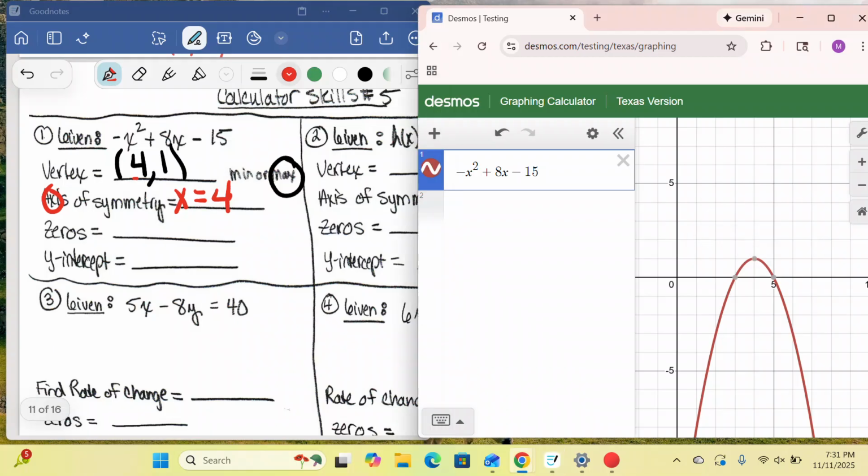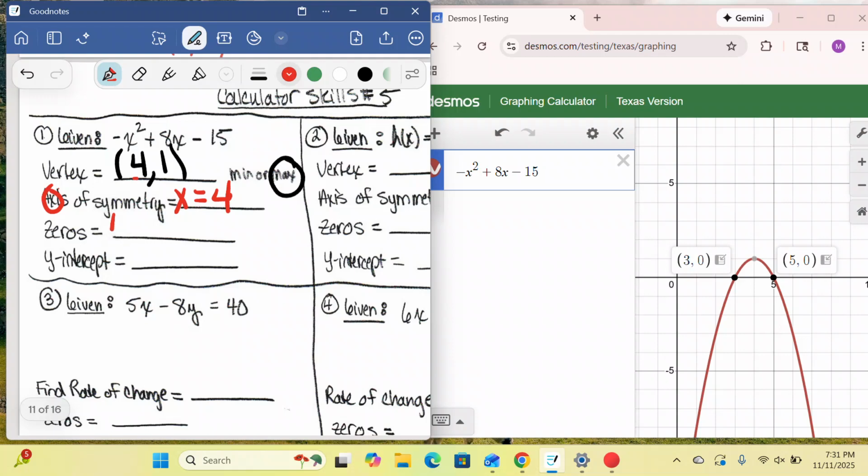Next, we are going to find the zeros. So those are the x-intercepts. There they are. 3, 0 and 5, 0. So I'm going to write 3, 0 and 5, 0. And once again, I can label the zeros as 3, 5. Both of them are zeros. My x-intercept is 3, 0 and 5, 0.